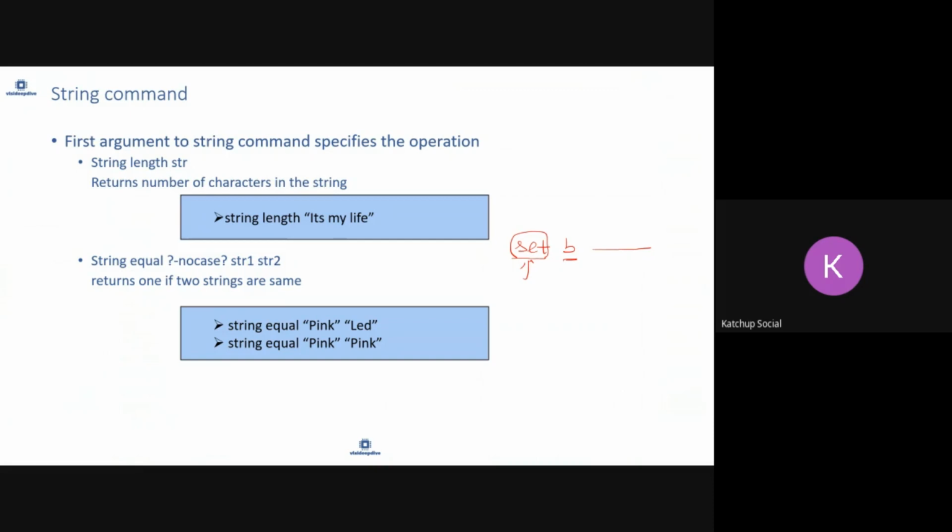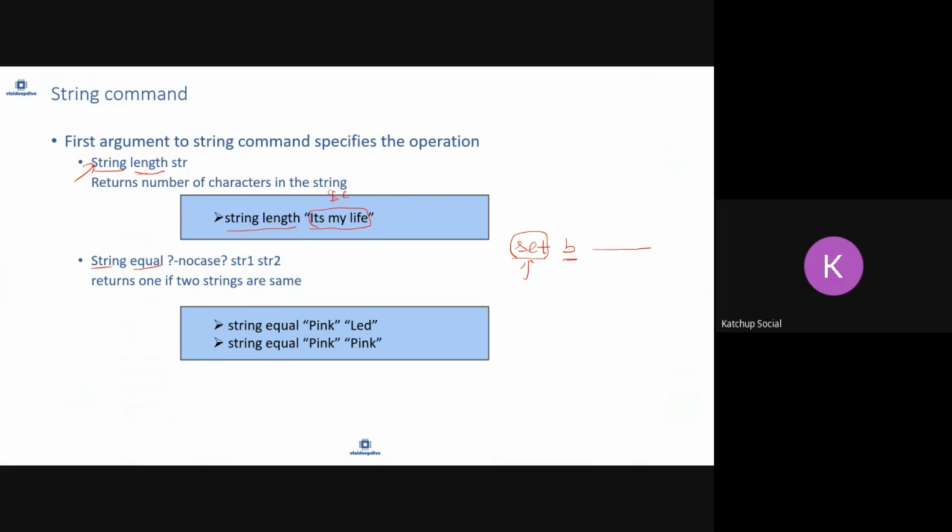In the string command, you have the word string in lowercase, and then the second argument is a specific function of the string command. So string length means you want to calculate the length of a string, or string equal means you want to check whether two strings are equal or not. So the first is always the keyword string, which is the name of the command. The second argument is the specific string operation you want to do. String length returns the number of characters in a string: you give the string, and it will return the number of characters in it.